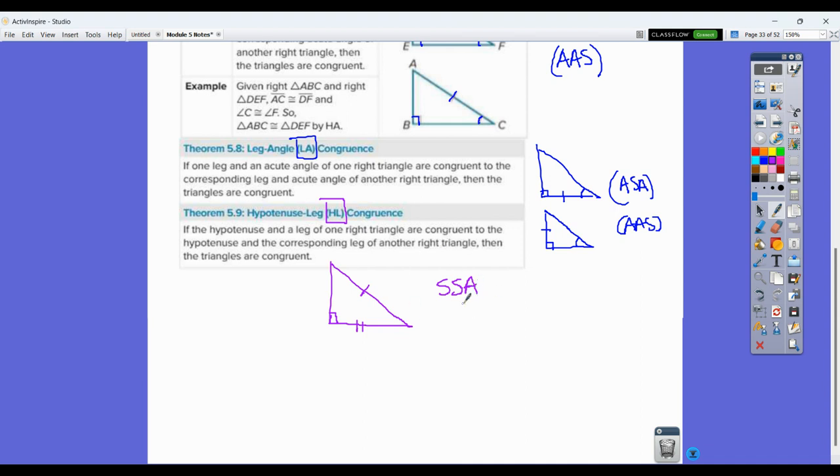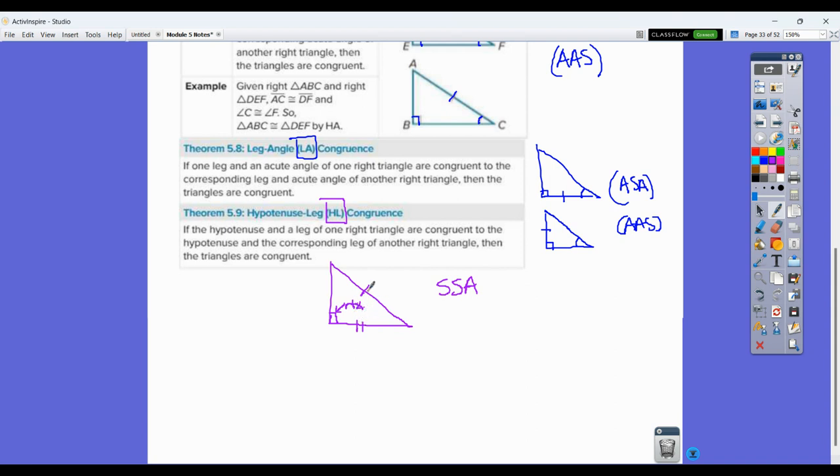Okay, so if you imagine that bad word, remember bad word means it doesn't work. So this is the one that does not work to prove triangles congruent. And I can show you a picture of pieces that are the same where the triangles are not congruent. The difference here is that this is specifically a right angle. So think about it. When it's a right angle, we can use Pythagorean theorem.